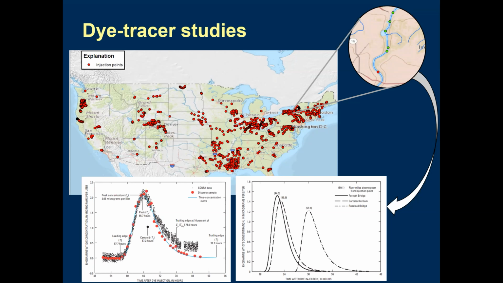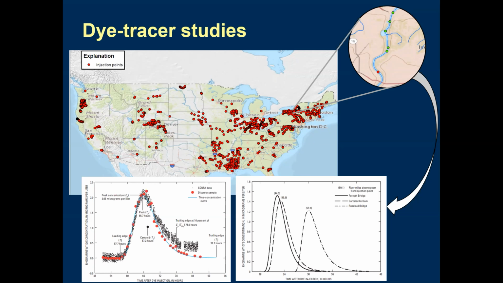So rather than going out and doing a measurement at one location using any kind of method that we have for stream gauging, you're now measuring that average velocity over a reach. You can do that multiple times at different discharges, and then for that particular reach, you can create a curve or a relationship between discharge and velocity.